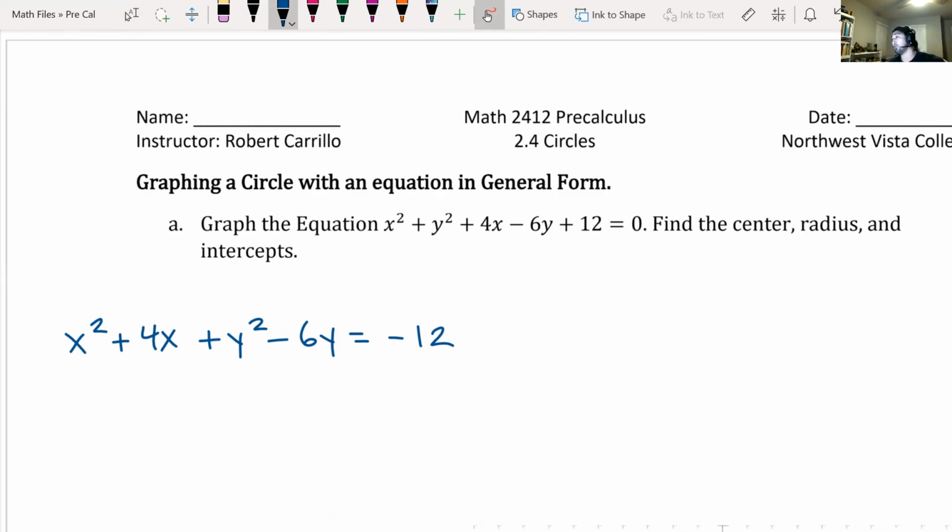And now in order to go from general form to standard form, we have to complete the square on the x's and the y's. So here we must complete the square, and here we have to complete the square. So I'll just say CTS.